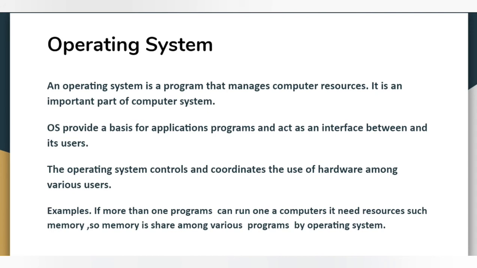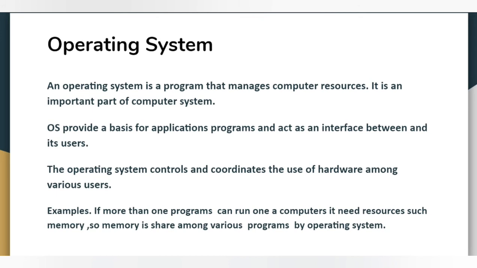So that is why these things are really very important. Managing these things is the responsibility of the operating system. It will be clear in the coming tutorials. For example, if more than one program can run on one computer, they need resources such as memory. So memory is shared among various programs by the operating system. It is a very important function of the operating system.